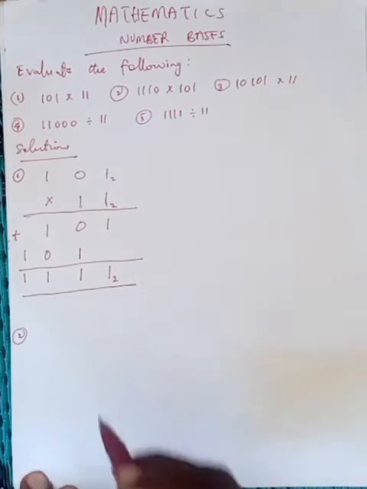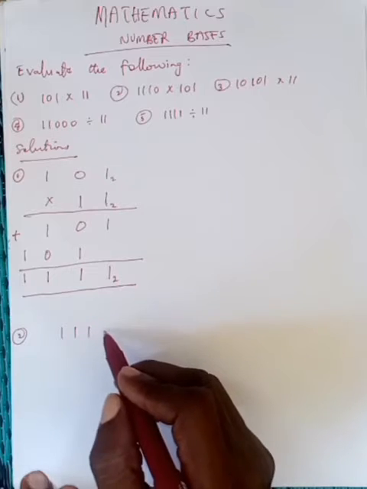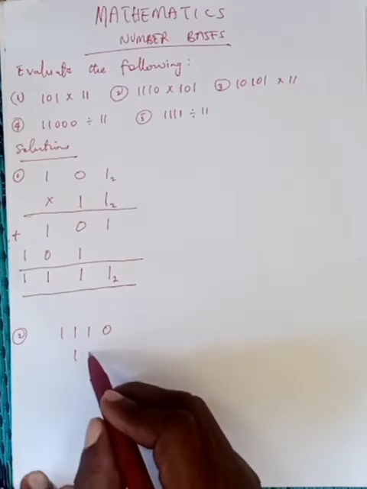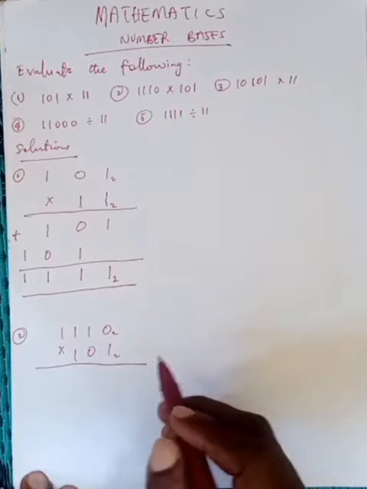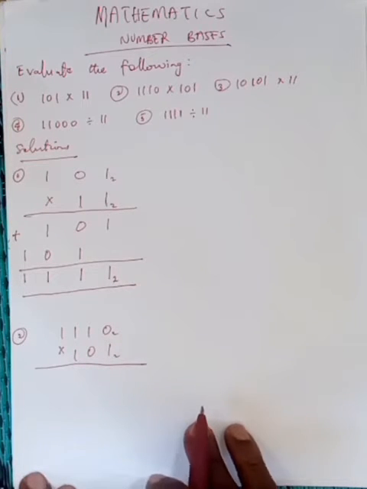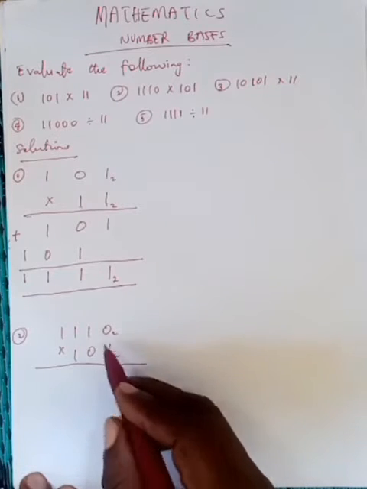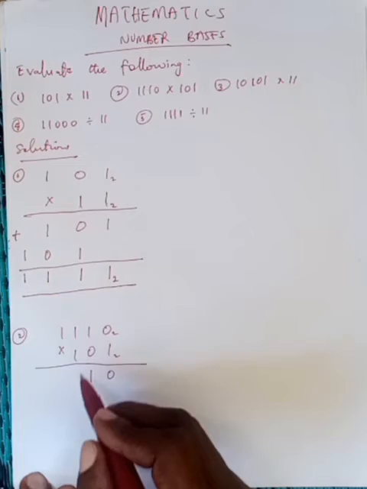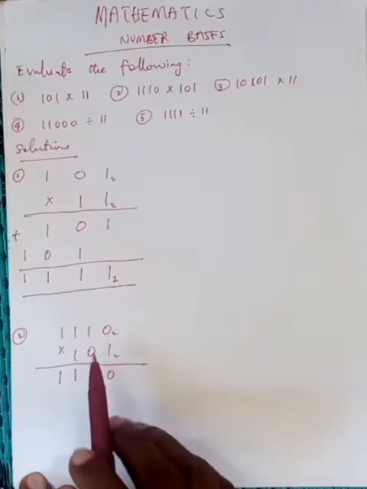Now in number 2, I have 1110 multiplied by 101. We can all see that everything here is as well in base 2. So multiplication is normal. So 1 times 0 here gives 0. 1 times 1 gives 1. 1 times 1, 1. 1 times 1, 1. So move over to the next step.